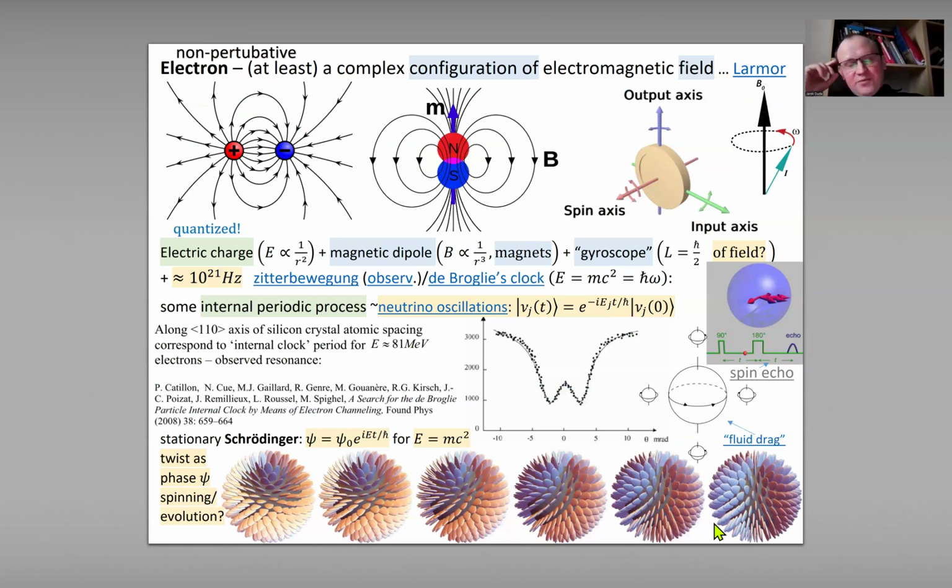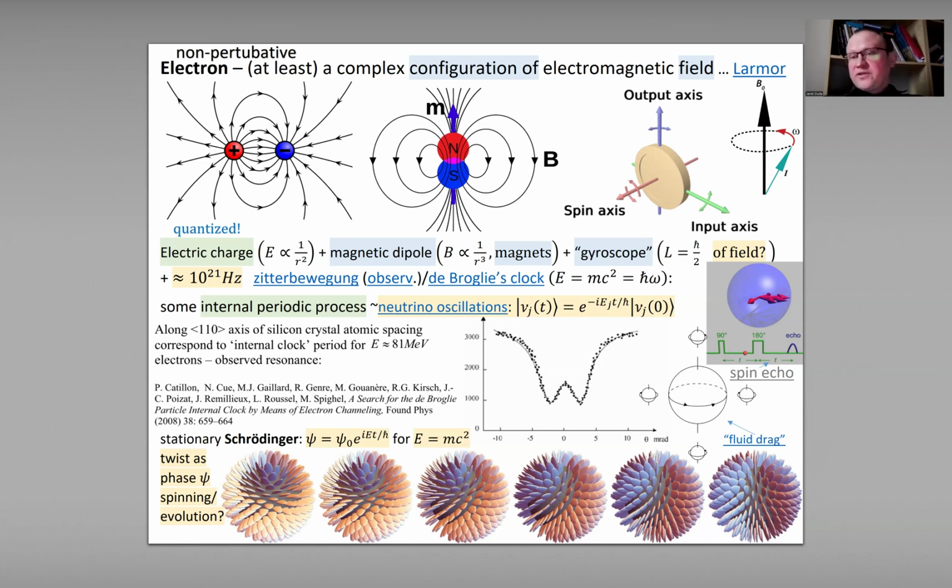Okay, so let's start with the electron. While in a Feynman diagram it is a perfect point, it has this electric charge, which has to be quantized. It has a magnetic dipole moment; it's a kind of gyroscope. It has angular momentum. It also has a clock called Zitterbewegung, the de Broglie clock. This clock is required by relativistic quantum mechanics: having a Schrödinger-like equation, this energy has to be mc squared for relativistic theories. So this way, a resting particle already should have some oscillations. For the electron, this is Zitterbewegung.